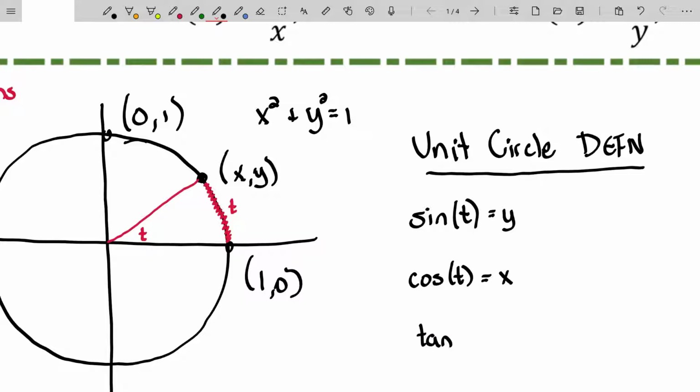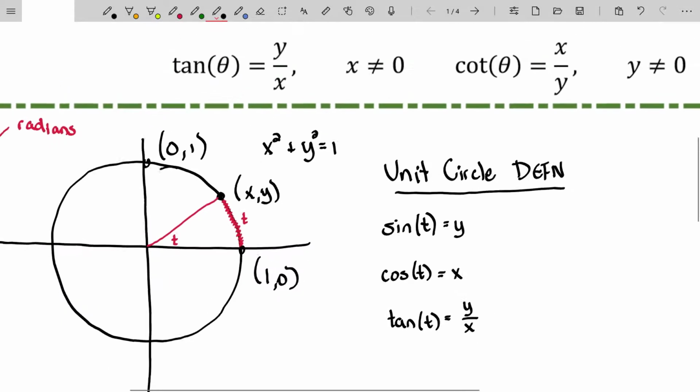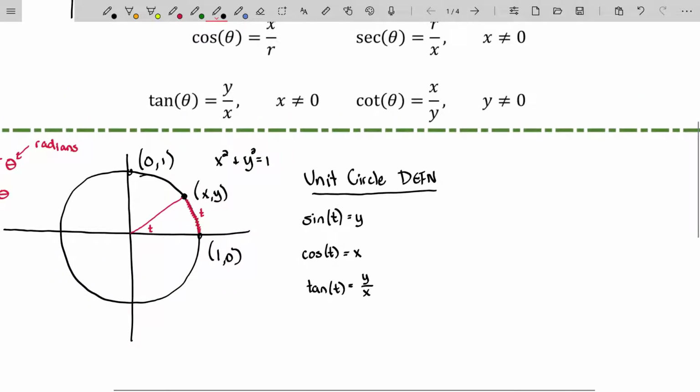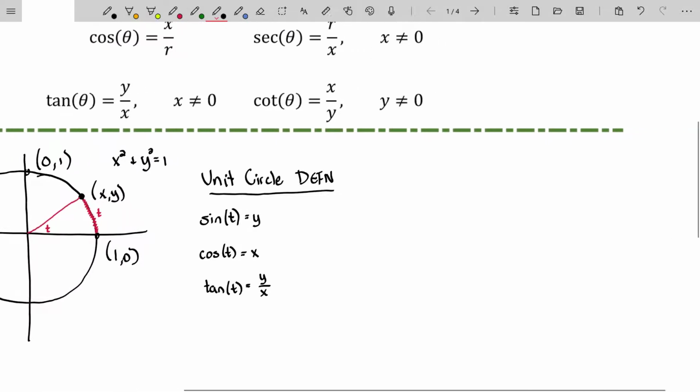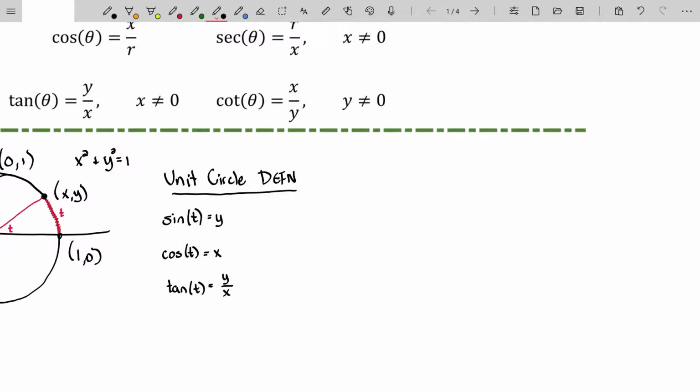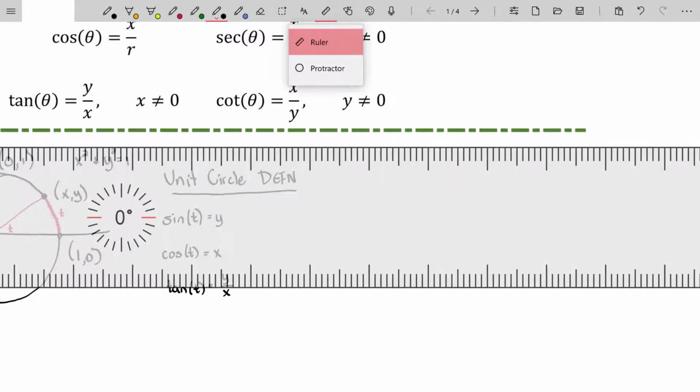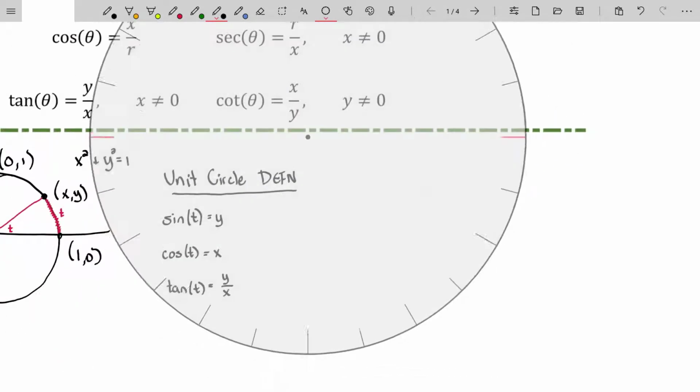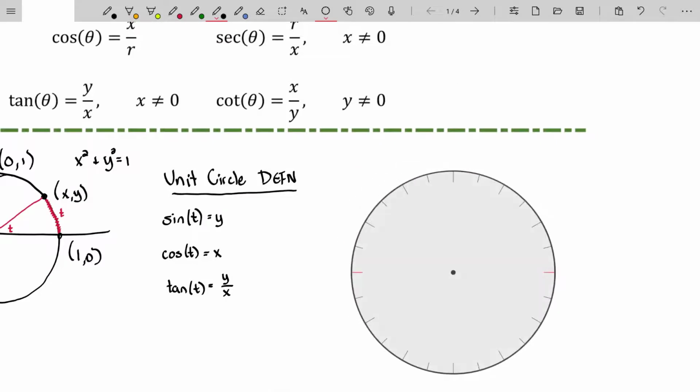Tangent of t would be y over x. And then you have the reciprocal functions, which I won't even bother with. And then generally, when I talk about this in a trig class, I then say, well, what if that circle wasn't unit anymore? What if instead we had a circle? And let me actually just create a circle here really quickly. So what if we had a circle that instead of being a unit circle was a circle of radius r?